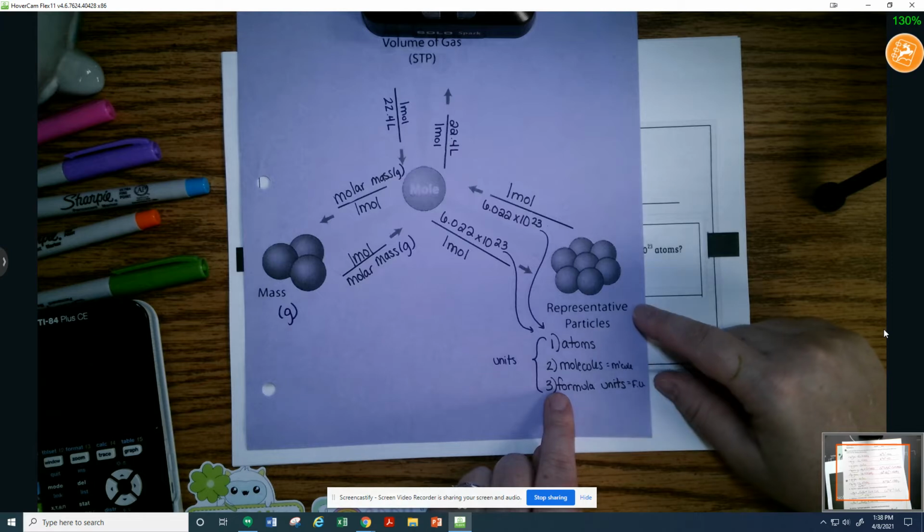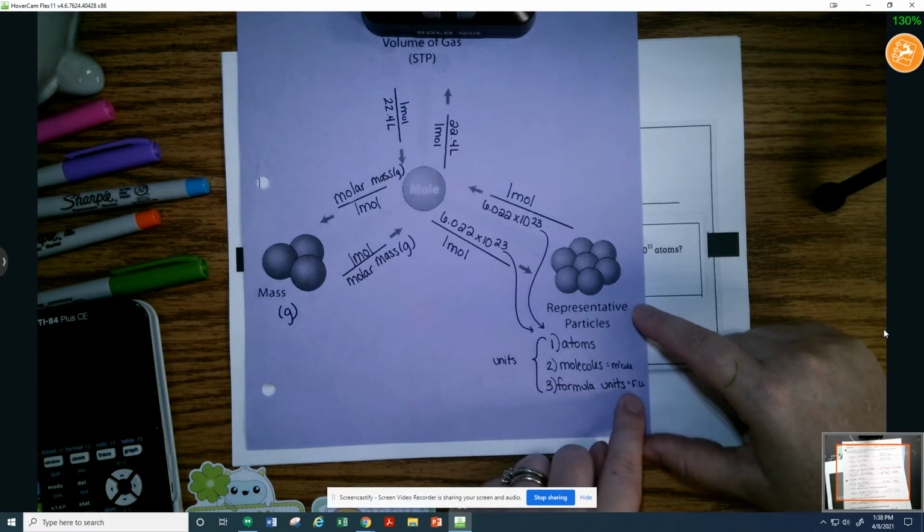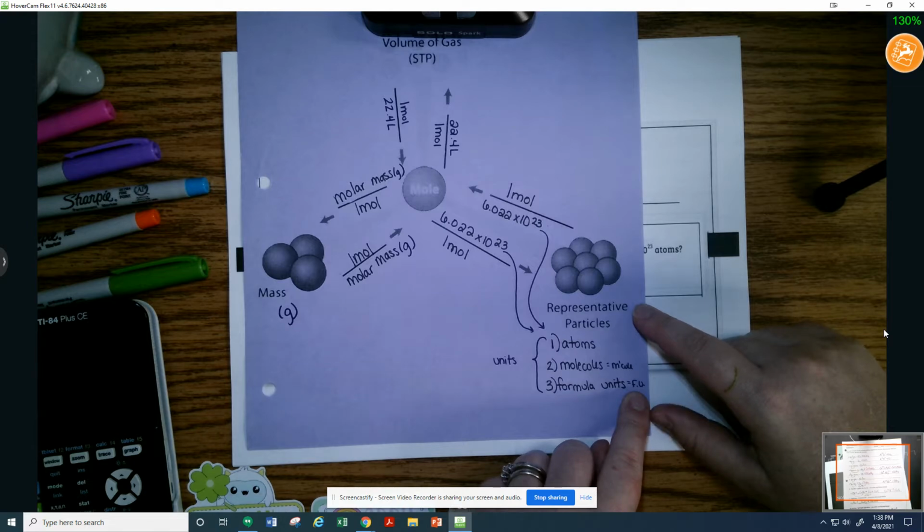The other thing we can use to count representative particles is what's called a formula unit, with this really snazzy unit of an uppercase F period, uppercase U period. So it's not what you might think it stands for. It stands for a formula unit.